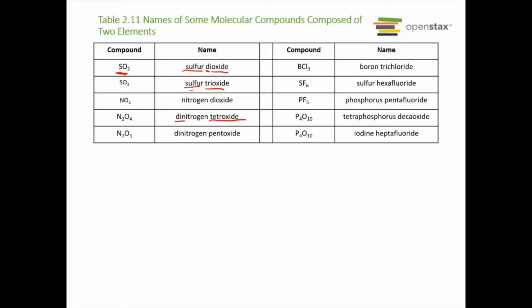There's a bunch of different ones. Here's one. NO. Nitrogen monoxide. So when you only have one, but it's the second element, you need to use mono. So this is nitrogen monoxide.